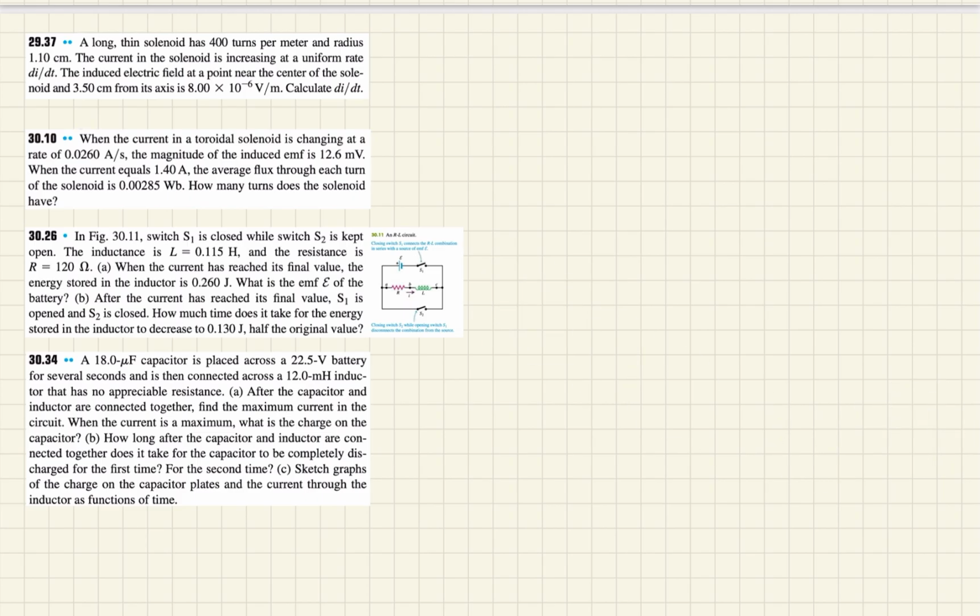Next one. When the current in a toroidal solenoid is changing at a rate of 0.026 amps per second, the magnitude of the induced EMF is 12.6 millivolts. When the current is 1.4 amps, the average flux is given. How many turns does the solenoid have? Similar problem. In this case, L is equal to N times magnetic flux over I. That's one equation we know for inductance.